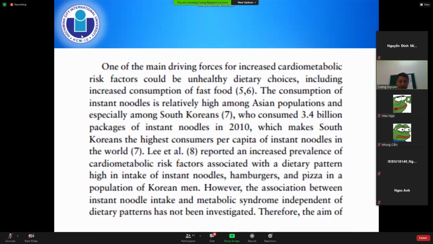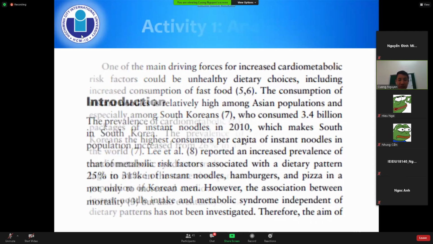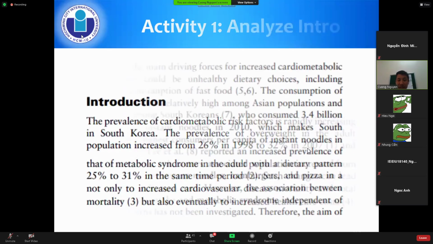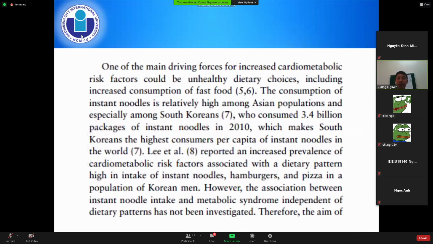Good. So you see that in the previous one, they talk about the problem of increased cardiovascular risk factors, and it's very dangerous and expensive, and so on and so forth. And now they say that the reason is unhealthy dietary choices, including fast food consumption.